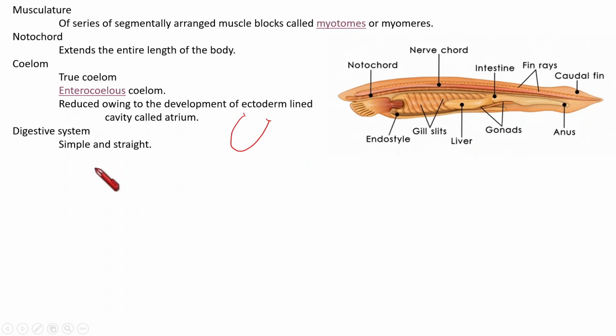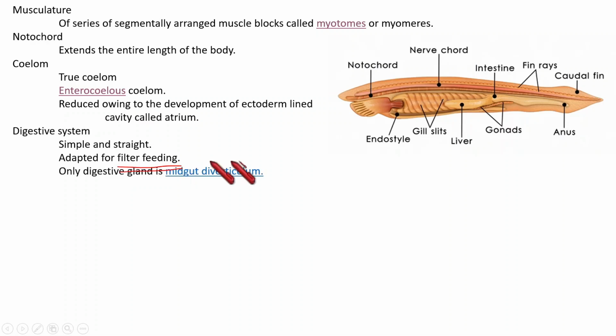But here the alimentary canal or digestive system is simple and straight, starting from mouth up to anus. And the digestive system is adapted for filter feeding. So it filters its food. It collects its food from the incoming water. And it possesses only one digestive gland. Digestive gland means a structure that secretes digestive juice to digest the food particles.